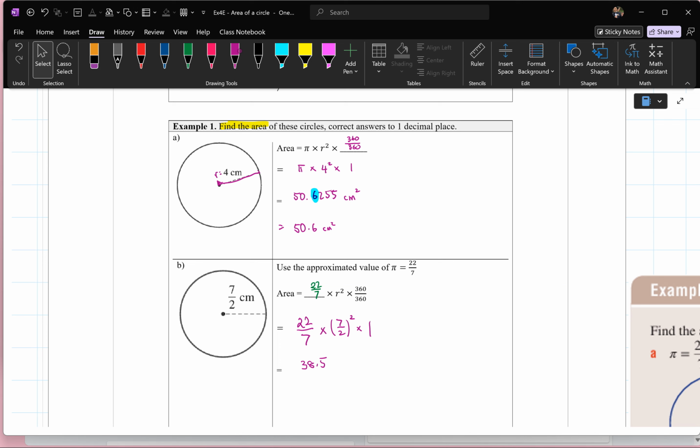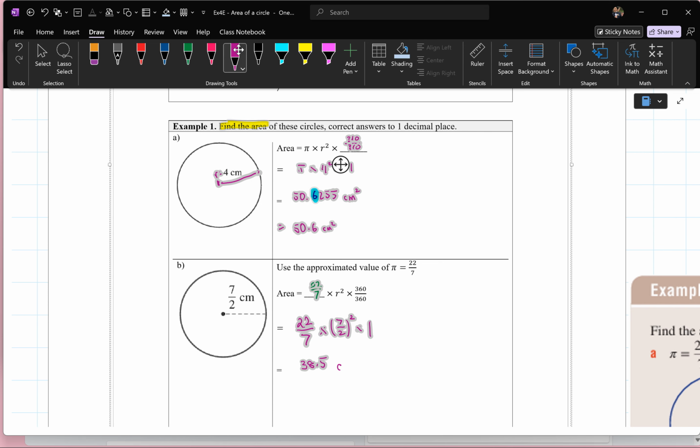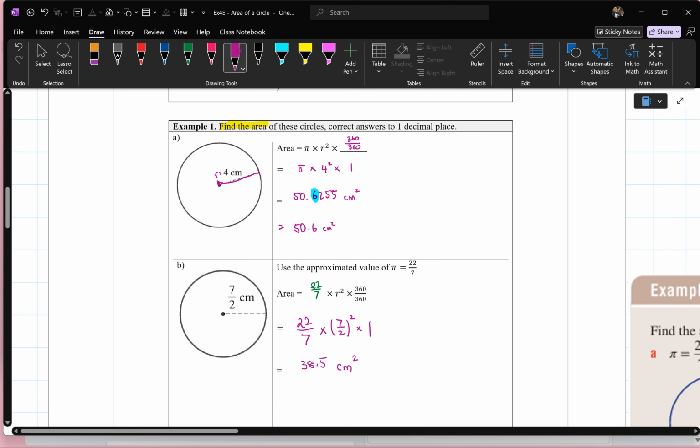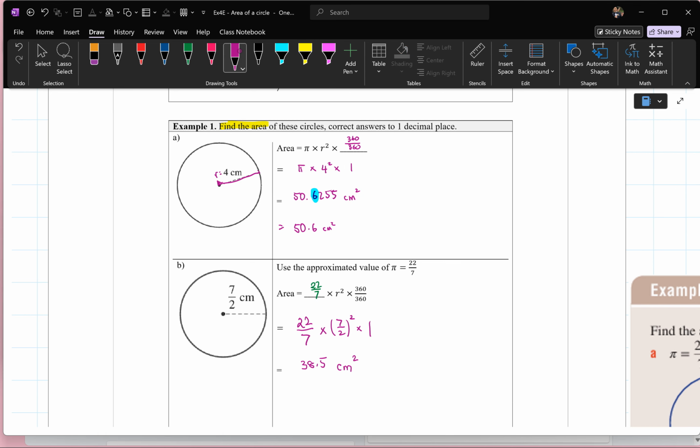Good. Okay, so most students will say centimeters squared. It's squared centimeters, and you do need the units here. So this tells people that you're working with an area. So I do want to see that. So in the assessments, when I do the assessments, if I don't see the units, I will cross it off.